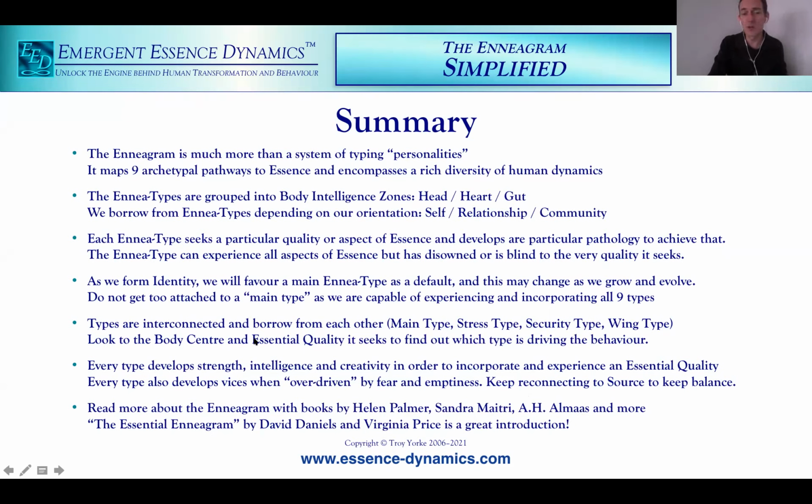And a great book to start with is The Essential Enneagram by David Daniels and Virginia Price. They're basing it a bit from Helen Palmer and drawing a little bit from Almaas. It's a nice little book. You can get that on Amazon by Kindle, or we can order it or find it in any bookstore. It's a nice, concise little book that gives you the essence of each type and what they go for.